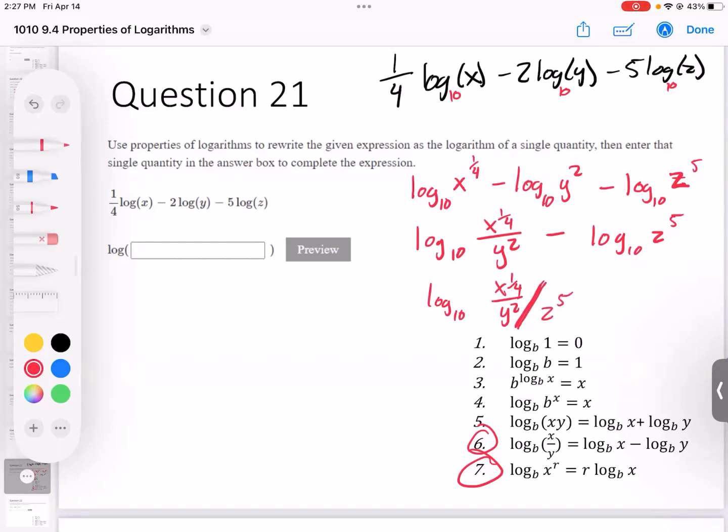Now, this is kind of complicated to simplify because you have a fraction divided by something else. But you can think about this as multiplying by the reciprocal of z to the 5th, which would be 1 over z to the 5th. Is everybody good with how I did that? Because I'm taking this and dividing by z to the 5th by multiplying by the reciprocal. And so that means that my fully simplified logarithm will be log base 10 of x to the 1/4 over y squared times z to the 5th. So this is a single logarithm that represents the same thing as the expression they gave me.